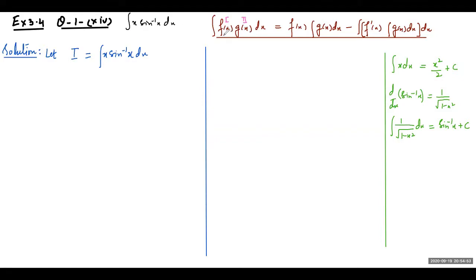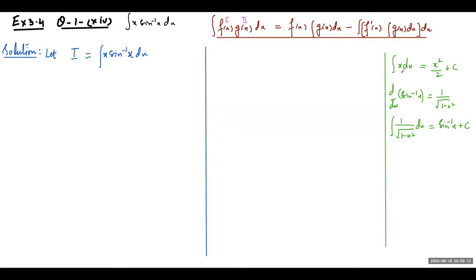The formula for integration by parts: integral f(x) g(x) dx, considering f as the first and g(x) as the second function, equals first function times integral of second, minus integral of [derivative of first function times the same integral of the second function again], bracket close, and dx.